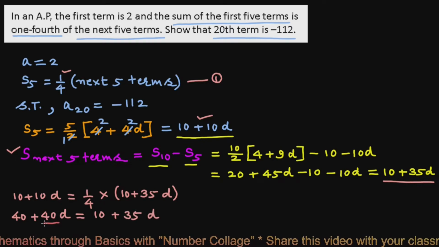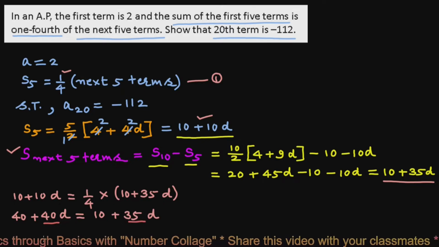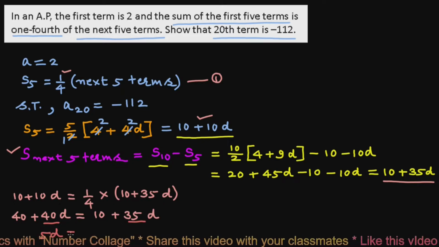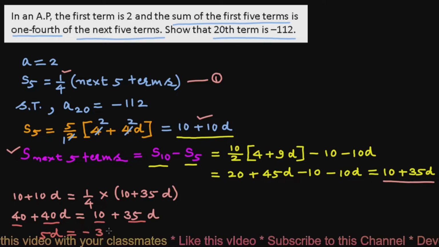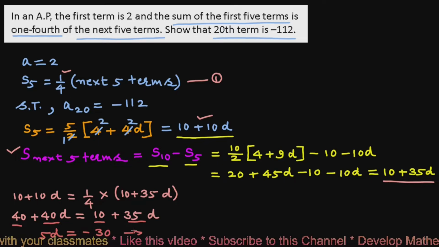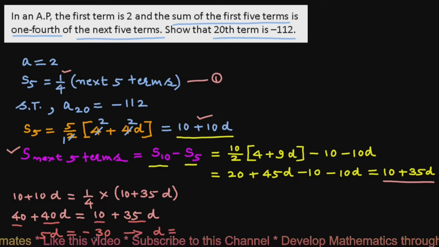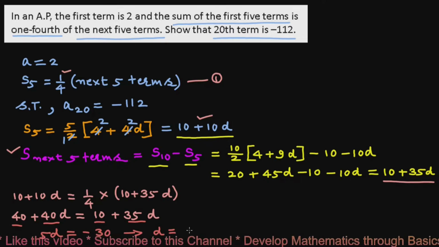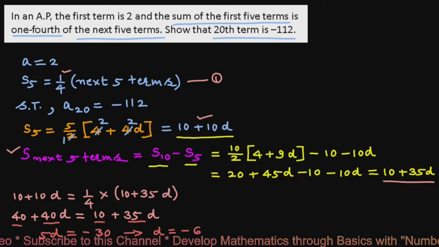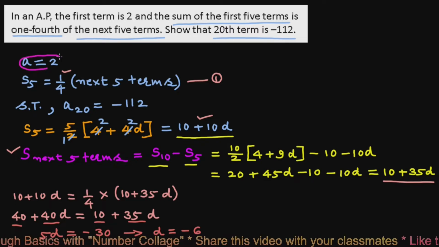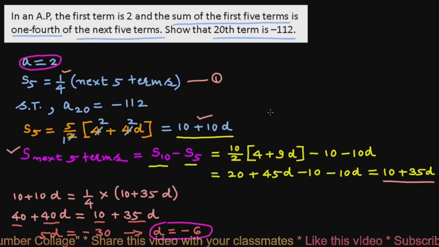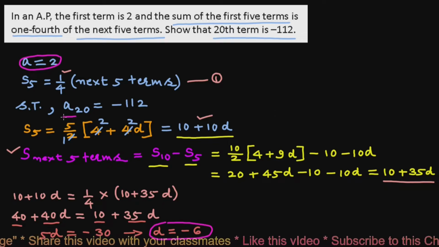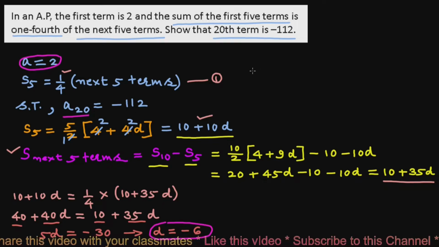Now 40d minus 35d will be 5d equals 10 minus 40, which will be minus 30. So that gives d equals minus 30 upon 5, minus 6. So we got a equals 2 and d equals minus 6. Now we can easily write the 20th term, a20.